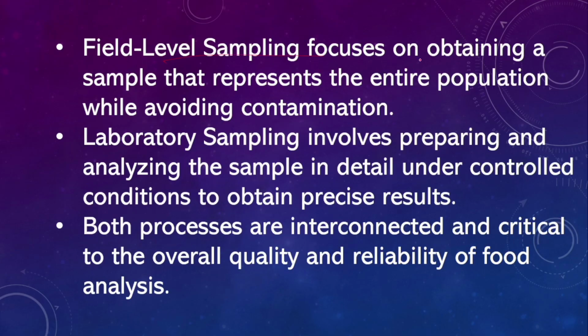Field level sampling focuses on obtaining a sample that represents the entire population while avoiding contamination. And laboratory sampling involves preparing and analyzing the sample in detail under controlled conditions to obtain precise results. Here we should focus on the controlled conditions so that we get the precise results. Both processes are interconnected and critical to the overall quality and reliability of the food analysis.